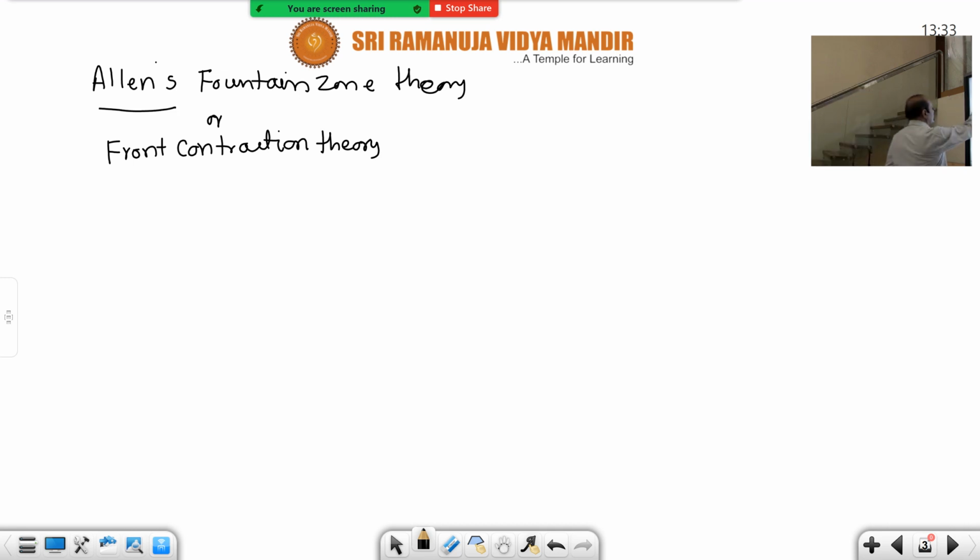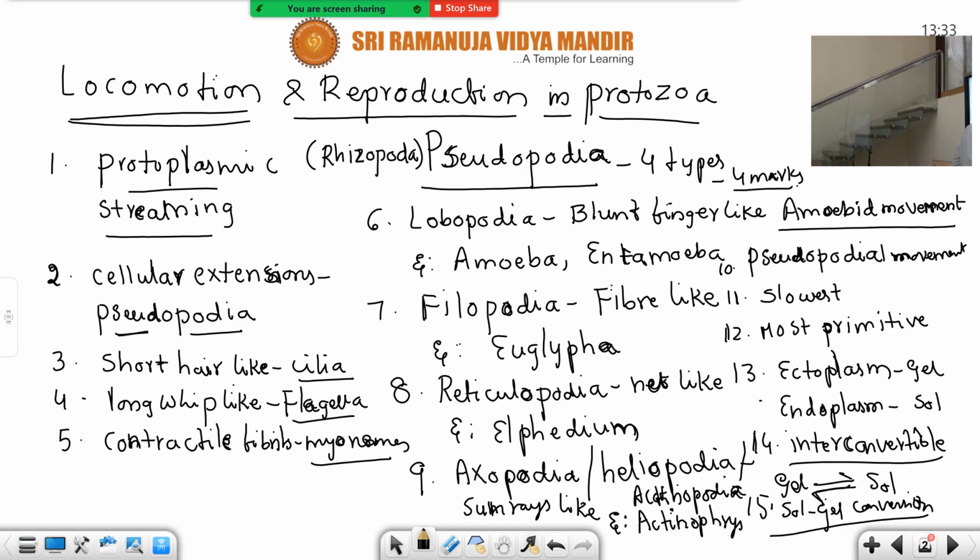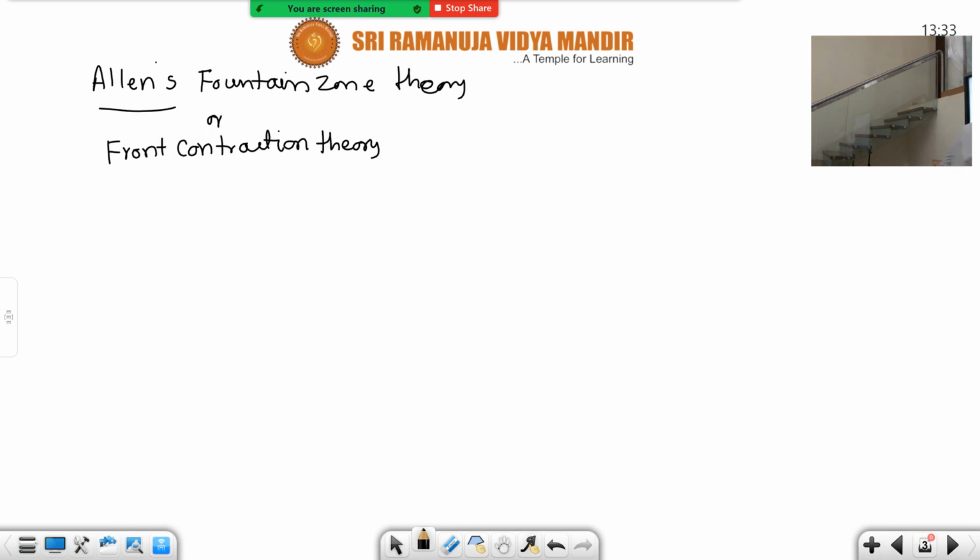This is also considered a more acceptable theory, the sol-gel conversion theory also. And another theory is also there. What is that other theory, do you know? Actin-myosin theory. The role of actin and myosin proteins, the protein rolling theory, the actin-myosin rolling theory.